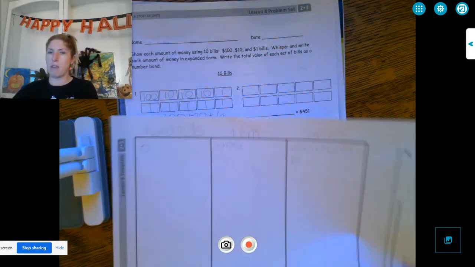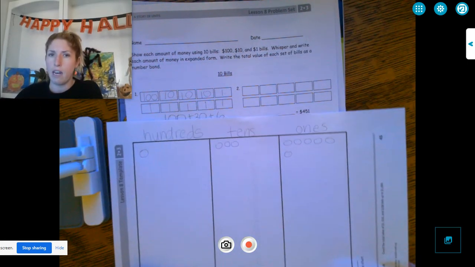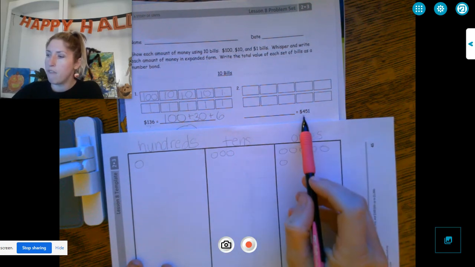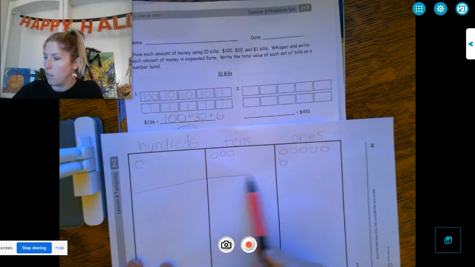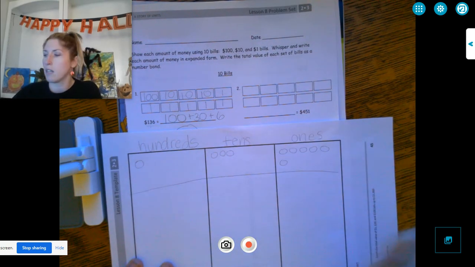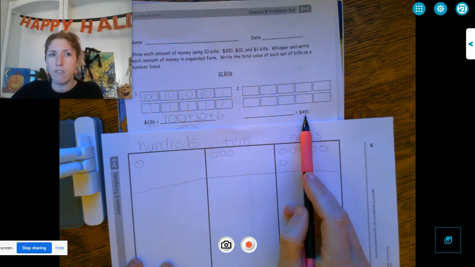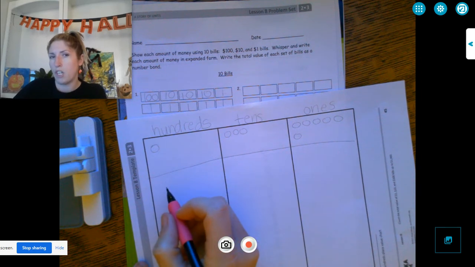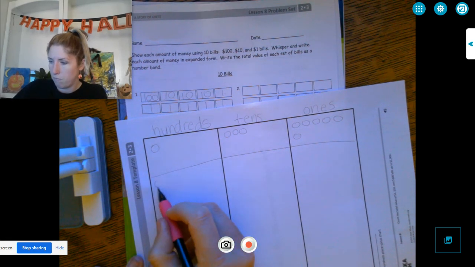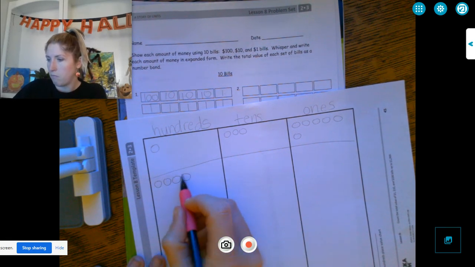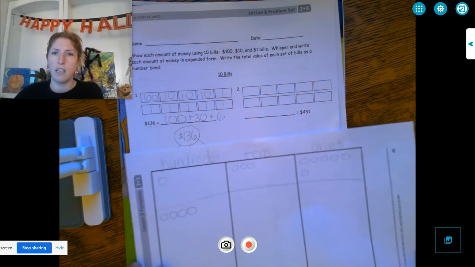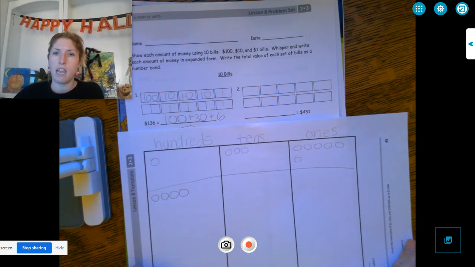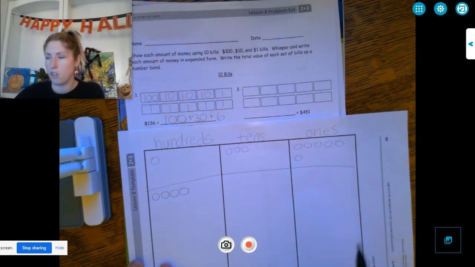So I'm going to get back out my hundreds chart we just made, and I'm going to do the next one. So now we need 4. I'm going to kind of just draw a line here so we don't get those circles mixed up with the next one. We need 451. So let's start with the hundreds. And how many hundreds do we need to make $451? We need 4 hundreds.